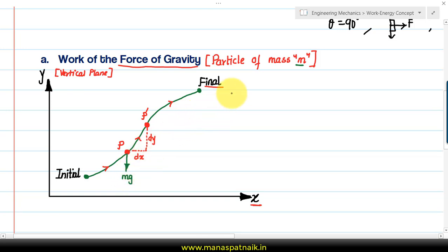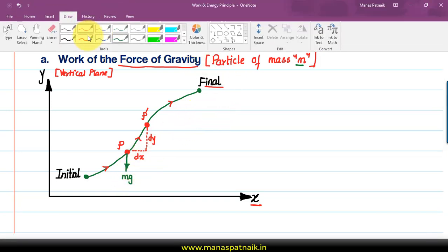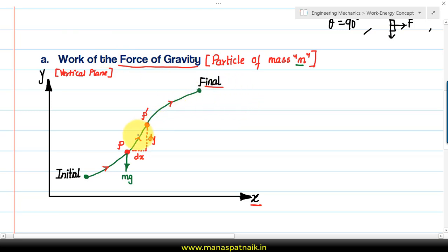So here is the deal. Let me use a black color. So very small amount of work will be done in carrying the particle from point P to point P dash. That small work done, let's say, is represented by dw, which will be equal to amount of force. So we are interested in calculating the work done by this force mg. We know the formula for work done is equal to force multiplied by displacement.